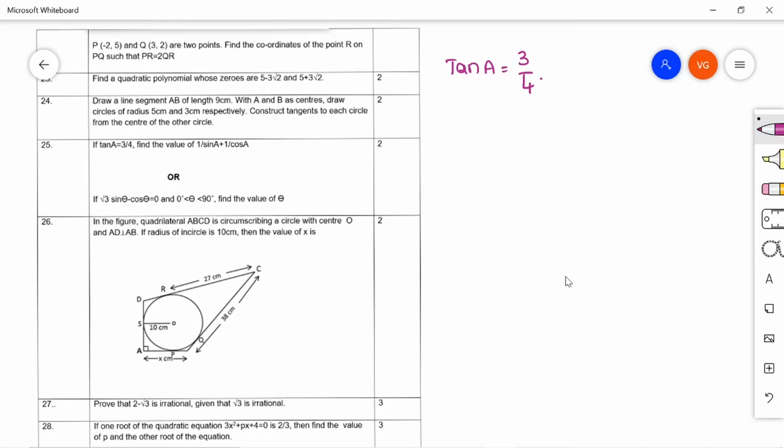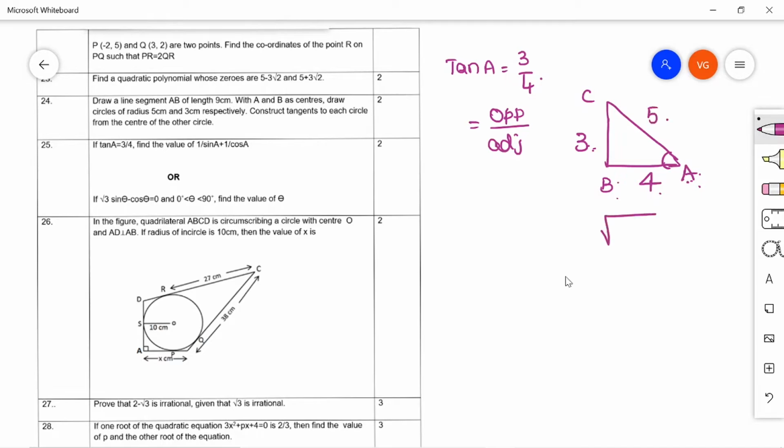Right? So 1 by sin A plus 1 by cos A. I am drawing a triangle ABC with A as an acute angle. So tan A is nothing but opposite by adjacent. For angle A, opposite is BC, so I am taking it as 3, and adjacent is AB, taking it as 4.